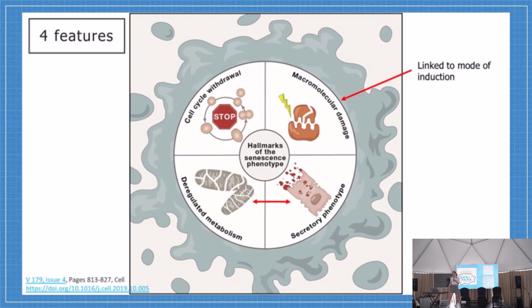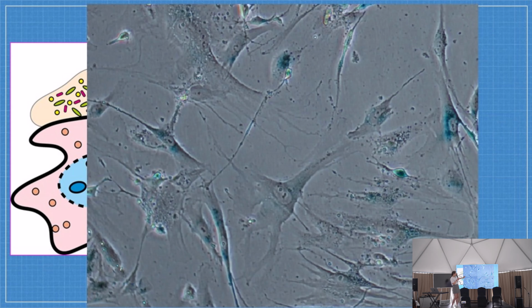So to come back to the image that I showed at the start, what this was meant to describe is the secretory phenotype that senescent cells have. It's more noticeable in this image here. Essentially, these small dots that you can see are vesicles packed full of proteins that are going to get secreted out of the cell into the surrounding environment. So what is the point?